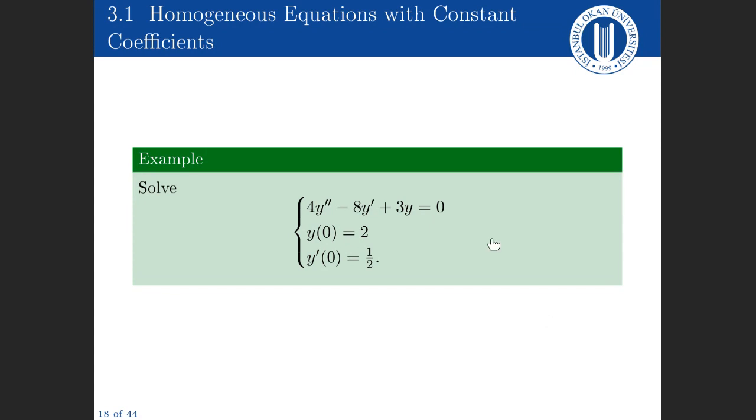We'll do the same strategy as before. We'll use the characteristic equation to find the general solution to the differential equation, and then we'll use the initial conditions to find the two constants.